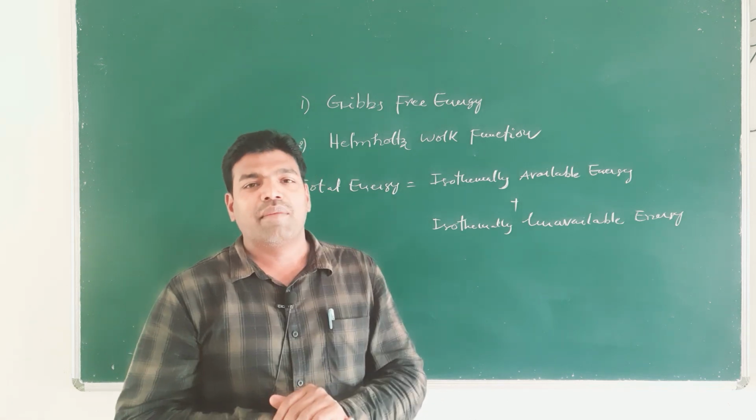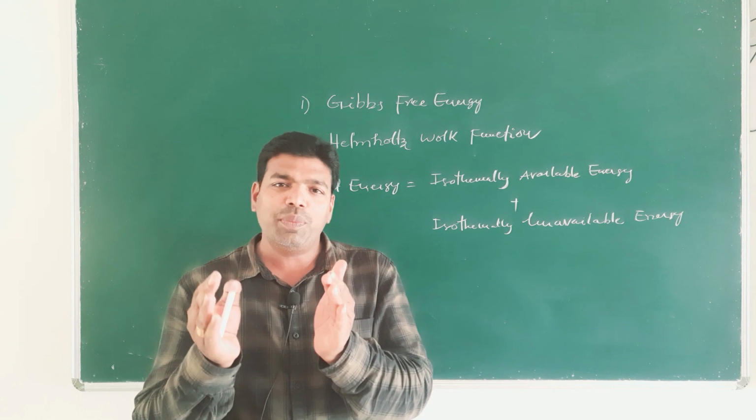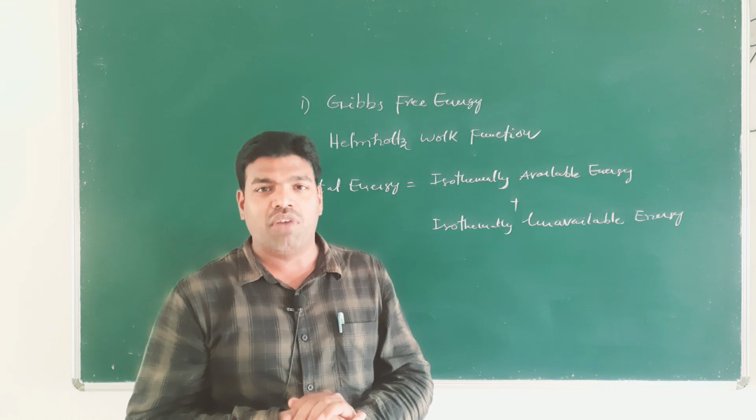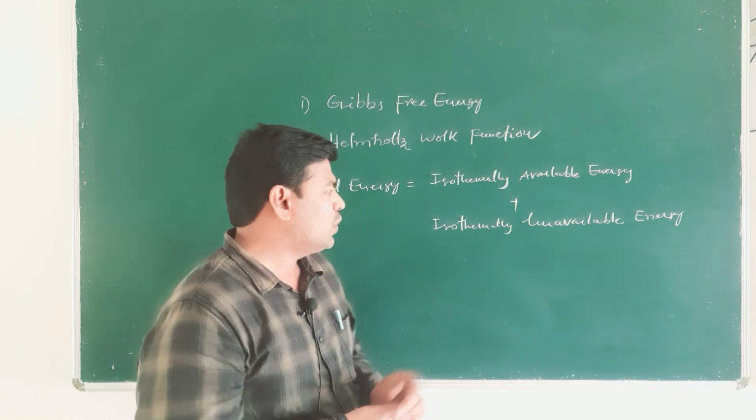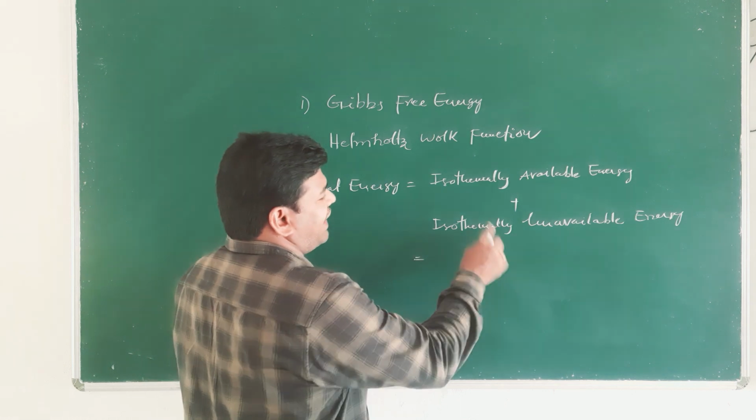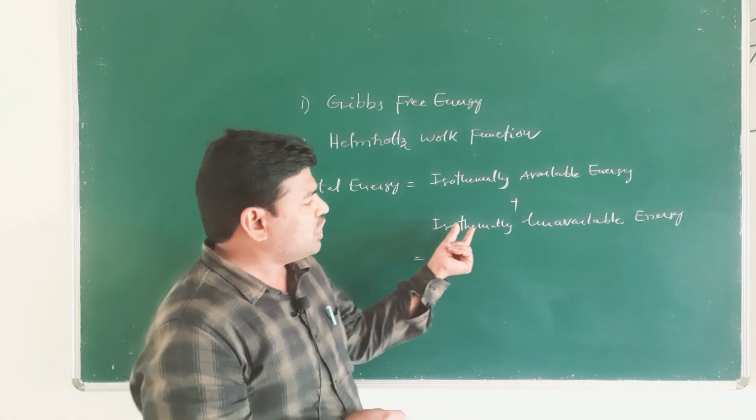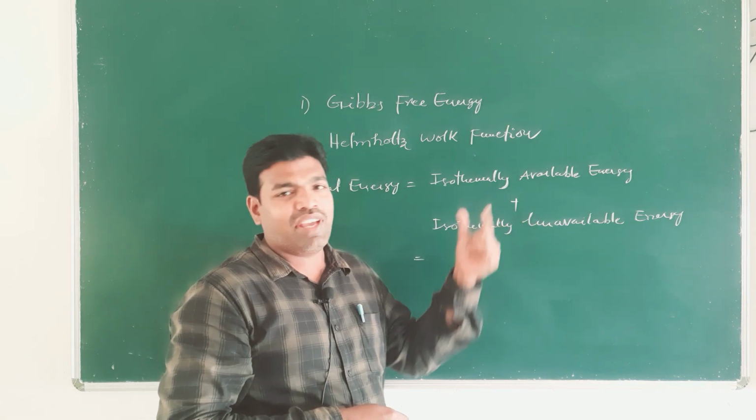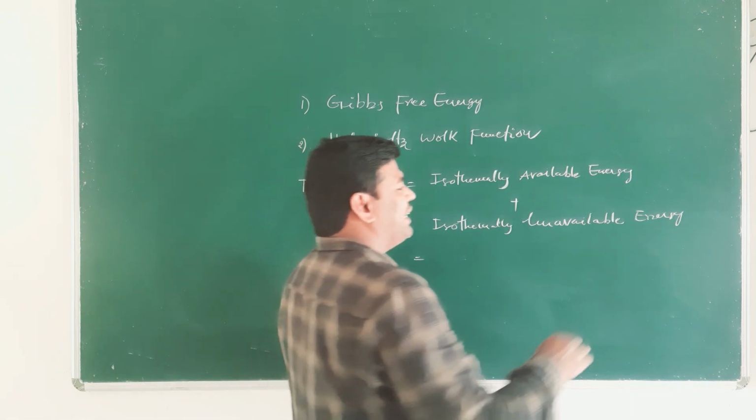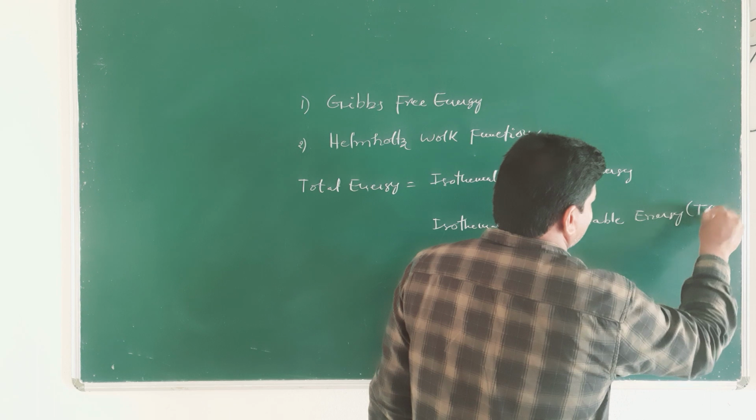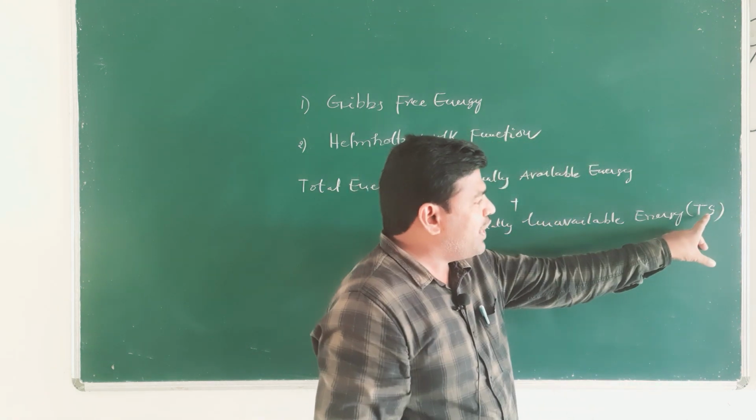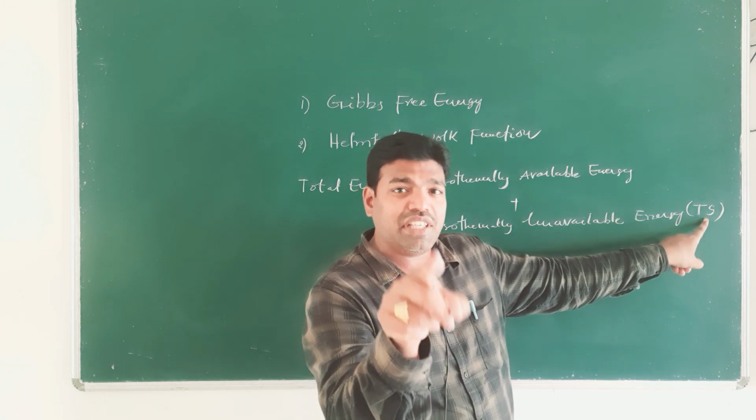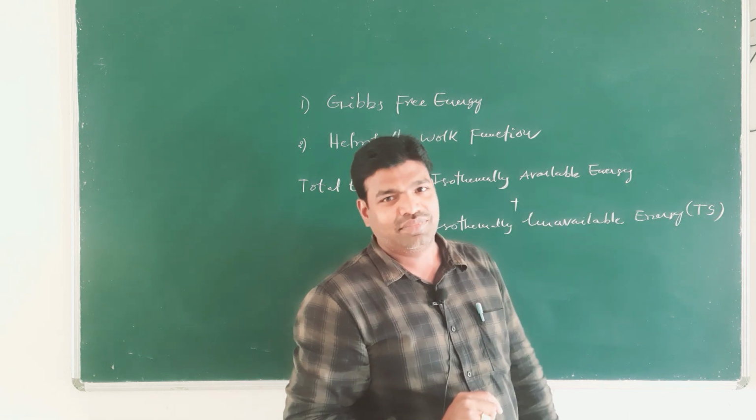Entropy, S, is a measure of unavailable energy. When entropy is multiplied by temperature, it is also a measure of unavailable energy. So, instead of isothermally unavailable energy, we can write the term T into S. That is because S is entropy, a measure of unavailable energy, and multiplied by temperature, it is also a measure of unavailable energy.